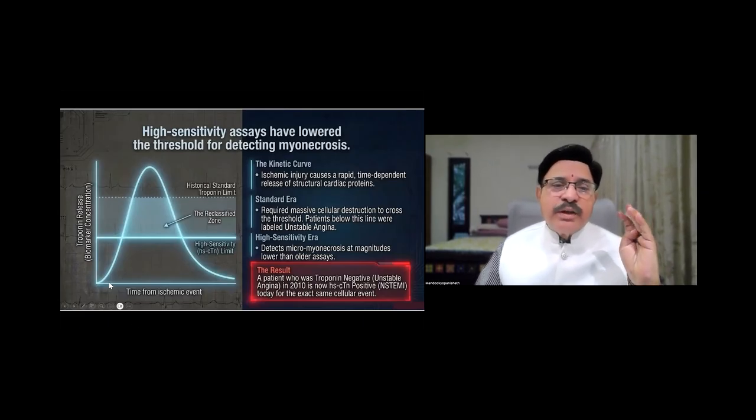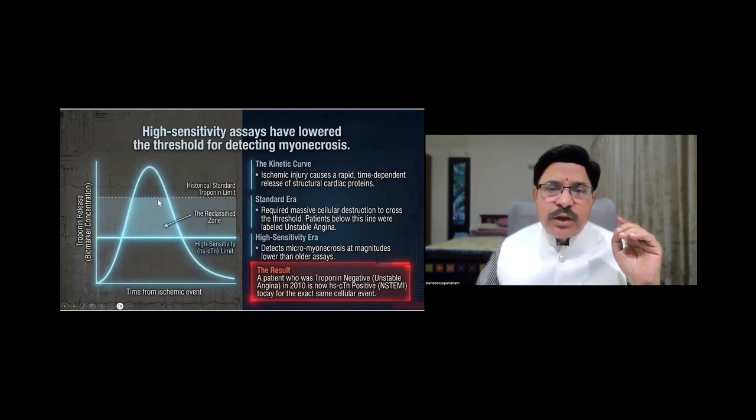Now, in previous days, we used to use troponins. If these troponins rose to that much level only, we used to detect them in the blood. This is called the troponin standard limit. Now we are using high sensitive troponin. Even at this level, we will be able to detect.